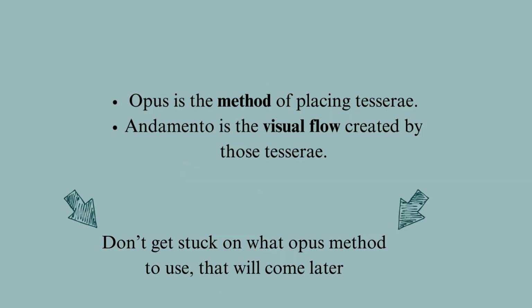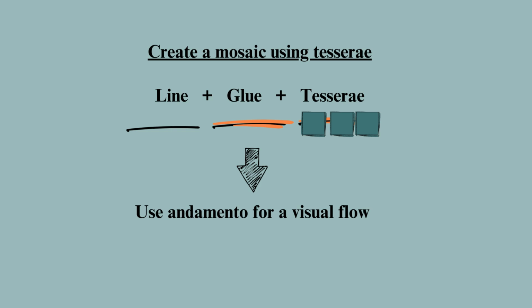For the moment, though, don't get stuck on what opus method to use. You will see it, ignore it for the moment. That will come later. So opus is a method of placing tesserae, and Andamento is the visual flow created by those tesserae. So just a recap.